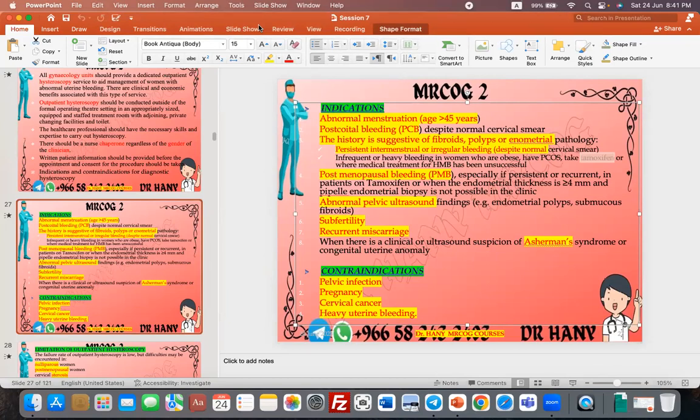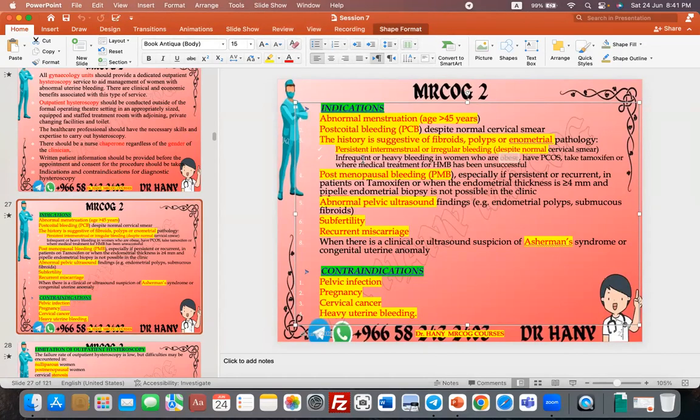Yes, sir. This is a failure of treatment, so referral to colposcopy and hysteroscopy is indicated. When it comes in the exam, they will tell you the patient is 40 years old, has heavy menstrual bleeding, is not responding to treatment despite a normal cervix, and her BMI is 40. Now, it is indicated.